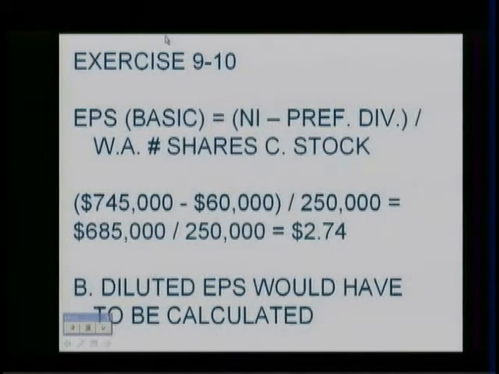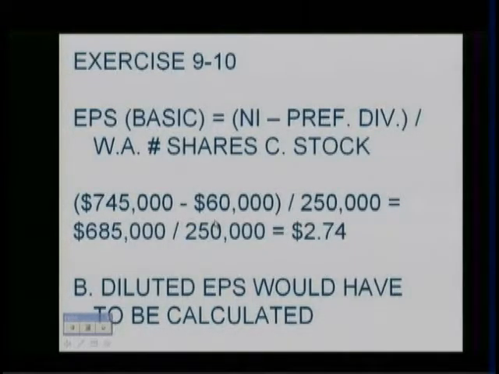Now, you have all the information you need to compute your basic earnings per share. You have net income of $745,000 that was given to you. You can subtract out your preferred dividends of $60,000 that you just computed. And you're going to divide that by your weighted average number of shares of common stock, which you computed just a second ago as being 250,000 shares. And that gives you $2.74 as your earnings per share. That tells you that each share of stock earned $2.74.